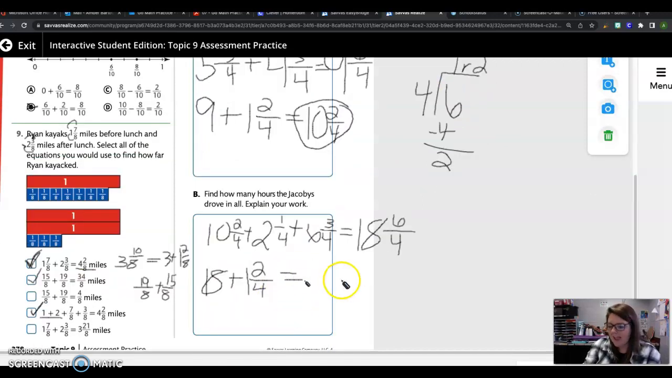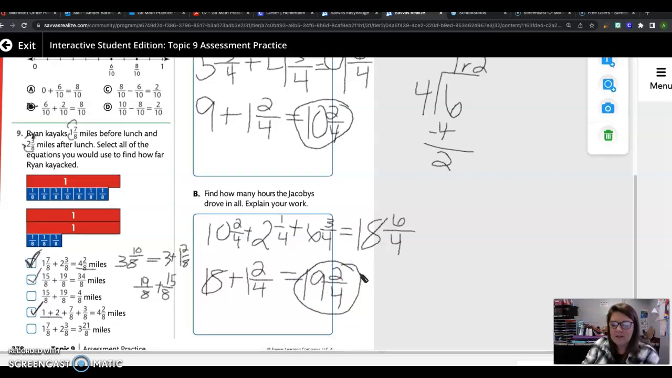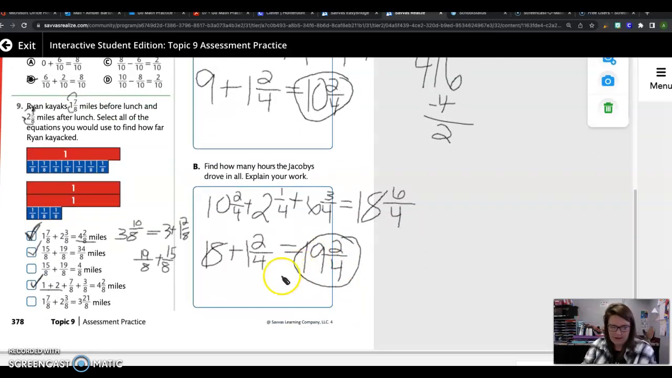Now we can just add like normal. 18 plus 1 is 19. And then we have our 2/4. So they spent a total time of 19 and 2/4 hours driving.